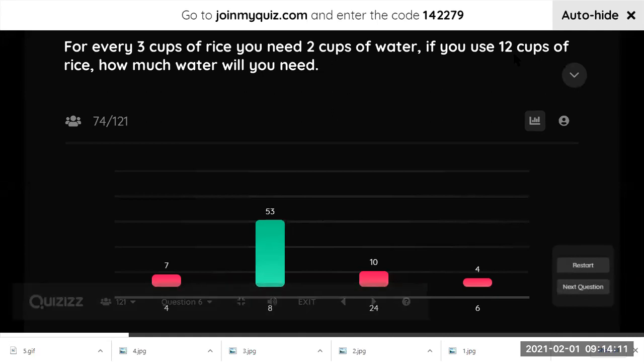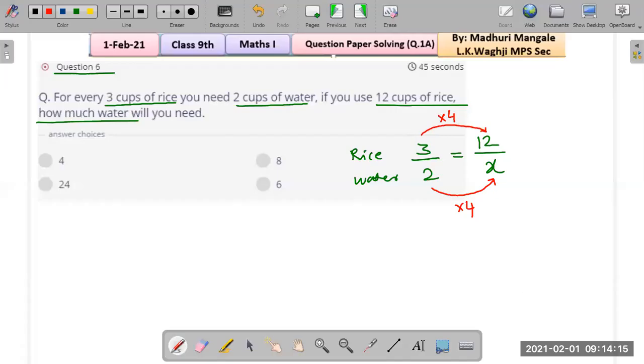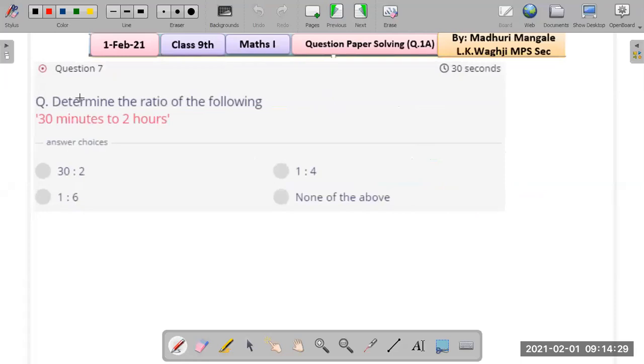Let us look at the board again. For those who couldn't make it, just check. So we are looking at the pattern. 3 times 4 is 12. So 2 times 4 will be x. X equals 8. That is the answer. Okay. Let us look at the next question.